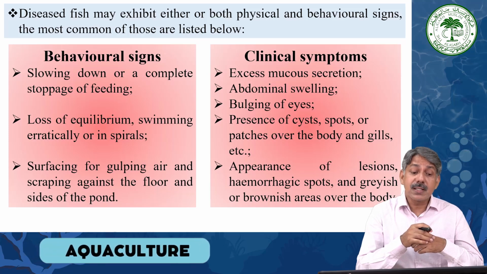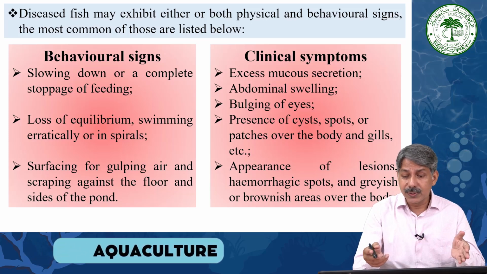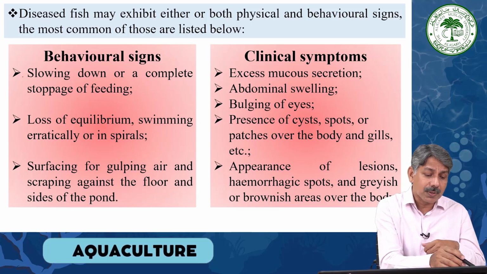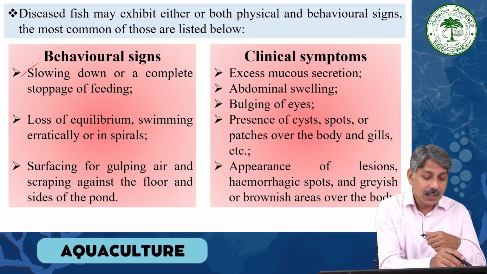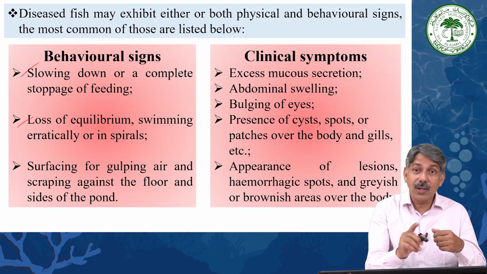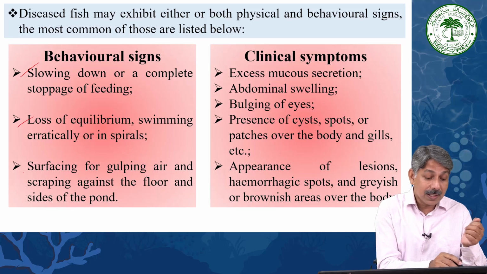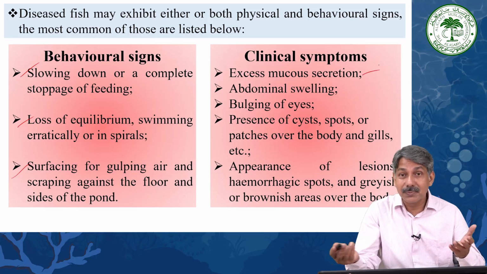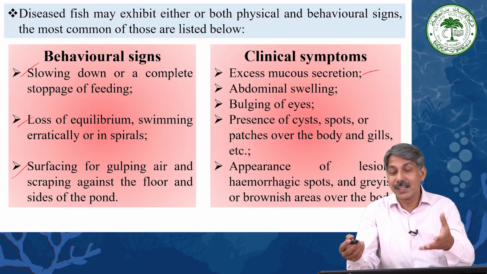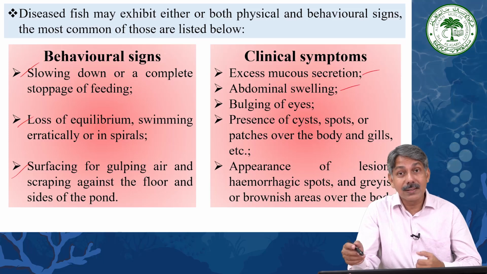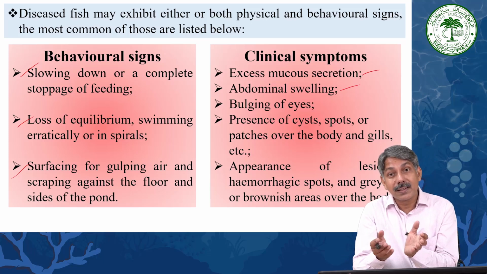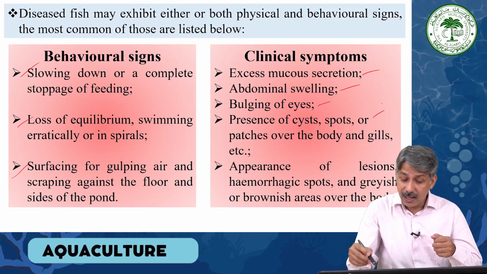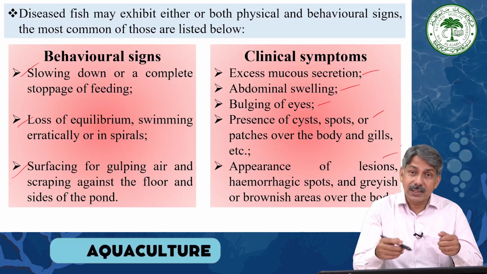Diseased fish may exhibit both physical and behavioral signs. Here it is written. Behavioral signs: slowing down or a complete stoppage of feeding. They usually do not accept food. Loss of equilibrium, swimming erratically or in spirals. Then coming to the surface to gulp atmospheric air. Clinical symptoms: excess mucus secretion, which you can feel when you hold the fish. Abdominal swelling, the belly may get swollen. Bulging of eyes, presence of cysts or spores or patches, and appearance of lesions or hemorrhagic spots or ulcers.